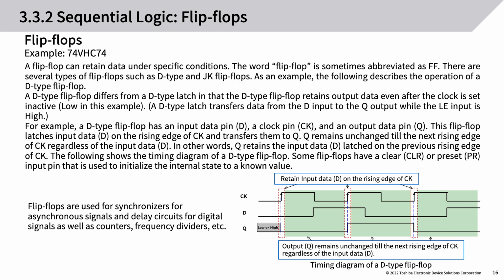is set inactive. For example, a D-type flip-flop has an input data pin, D, a clock pin, CK, and an output data pin, Q. This flip-flop latches input data, D, on the rising edge of CK and transfers them to Q. Q remains unchanged till the next rising edge of CK regardless of the input data, D. In other words, Q retains the input data, D, latched on the previous rising edge of CK. The following shows the timing diagram of a D-type flip-flop.